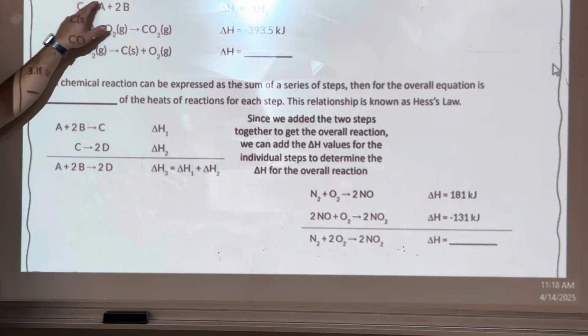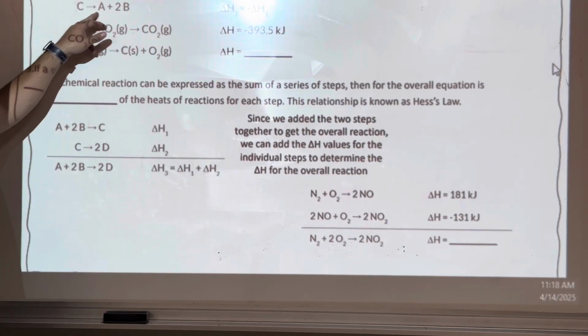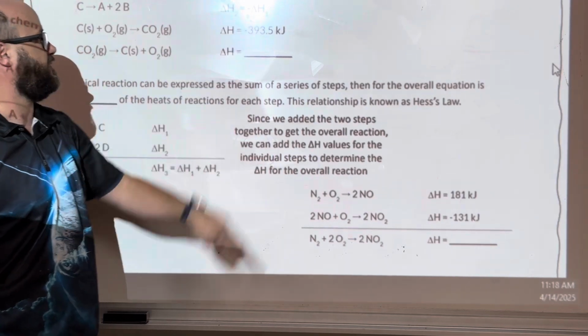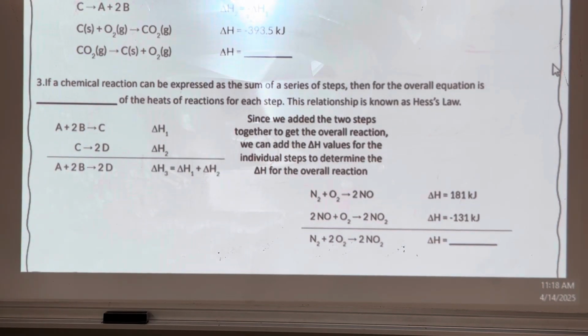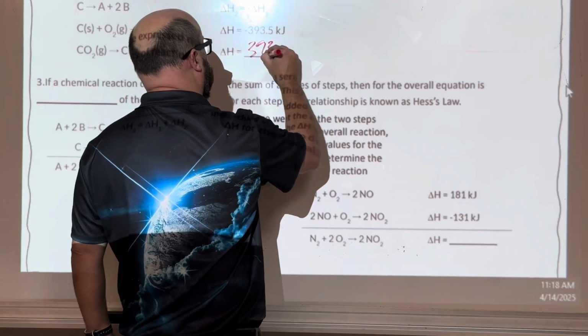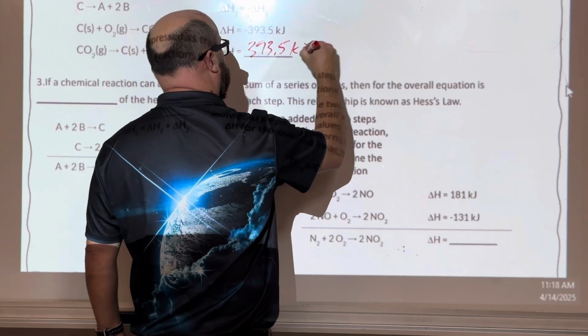So A plus 2B yields C. C yields A plus 2B. We take delta H1 and we put a negative in front of it. So like on that second example, if you look at it, delta H flips this sign, it'd be 393.5 kilojoules.